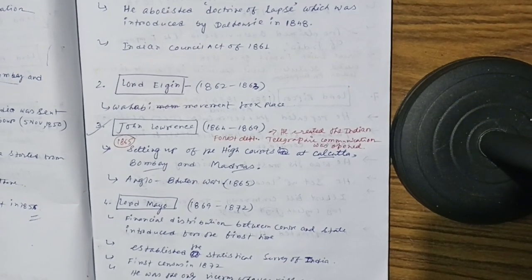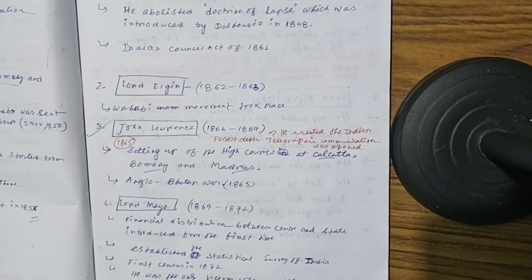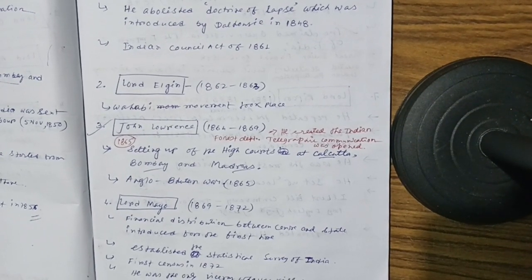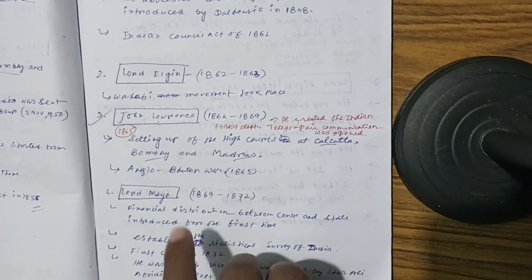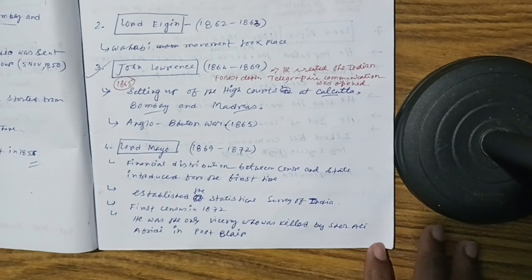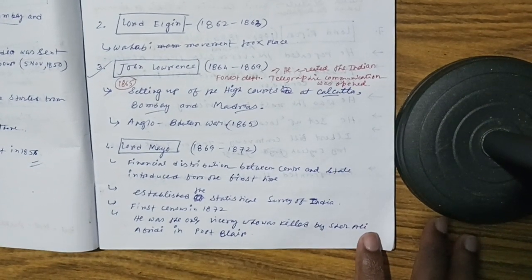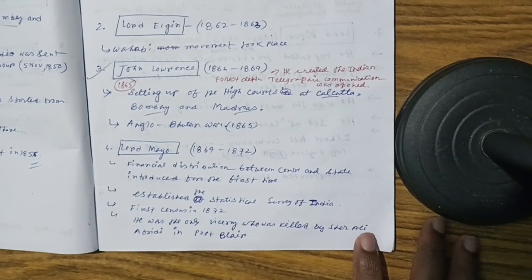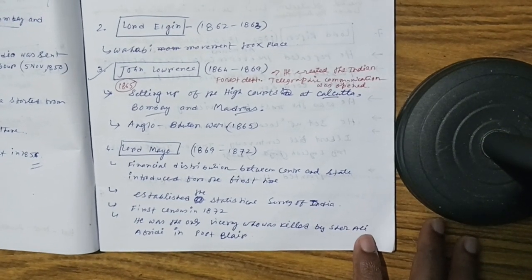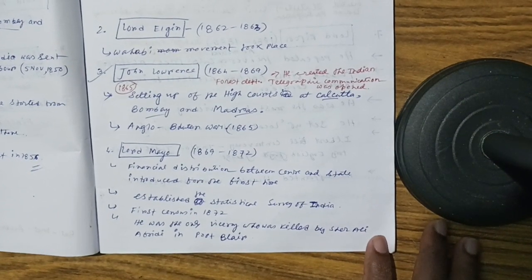In 1865, he set up three high courts, Calcutta, Bombay and Madras. Anglo-Bhutan War in 1865 was conducted. So Lawrence, important character. Lord Mayo, 1869 to 1872, financial distribution between center and state introduced for the first time. Established the Statistical Survey of India. First census in 1872 was conducted by Mayo.